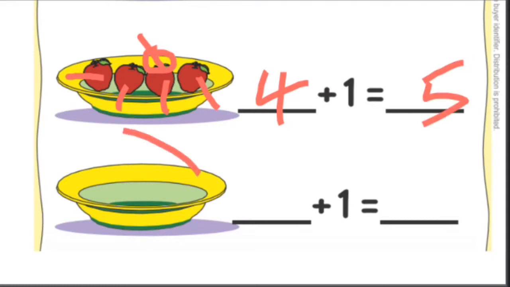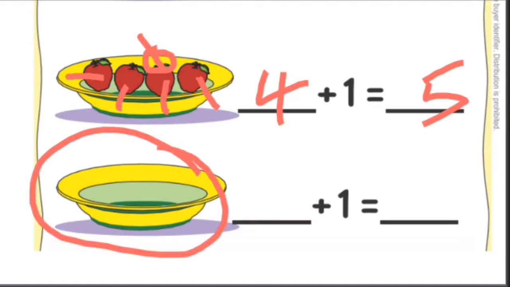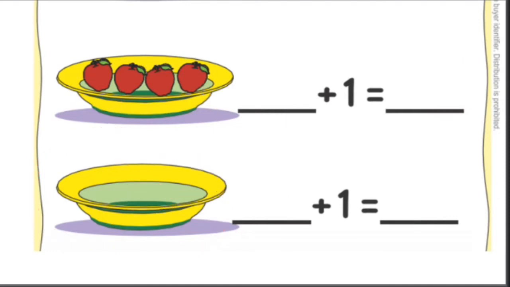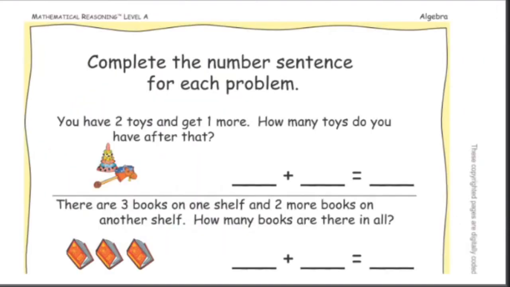The bowl is empty. Nothing is there. That means it's 0. So 0 plus the 1 I'm going to draw inside. How many is there now? 1. Just 1 apple. 0 plus 1 is 1. Yes. So I have just 1 apple. Clap for yourself.